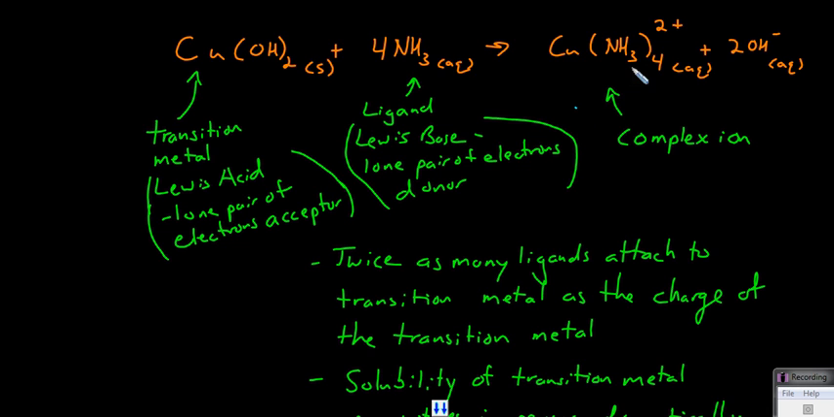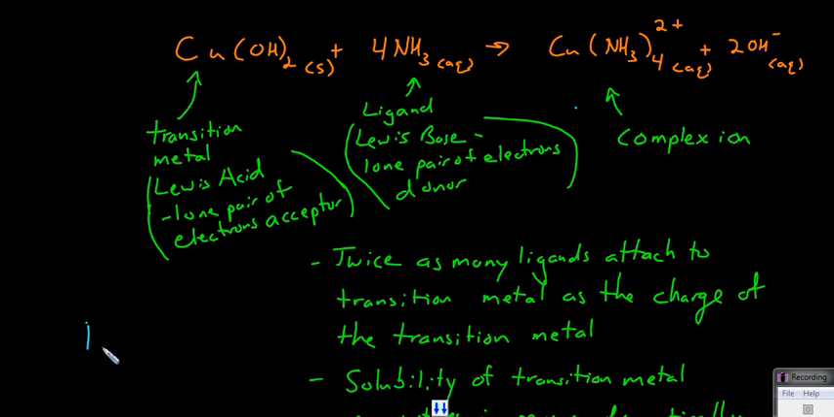We can dramatically increase the solubility of transition metal precipitates by the addition of ligands. By the way, transition metals are Lewis acids. They accept pairs of electrons, whereas Lewis bases, ligands, they can donate pairs of electrons.